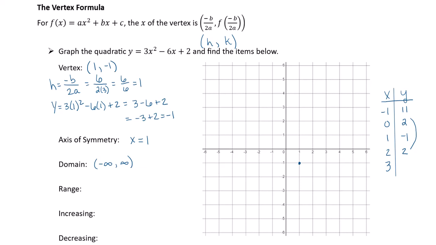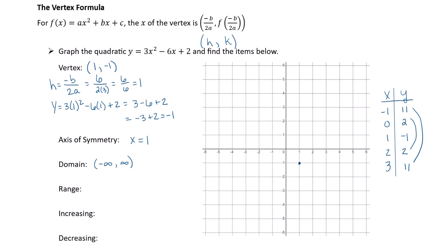Let's make sure. 3 squared is 9 times 3 is 27 minus 6 times 3, which is 18, plus 2. This is going to be a 9 plus 2, which is 11. So definitely we've got our symmetry working for us. Kind of a way to double check as you're doing your problem. I've already got my vertex graphed.